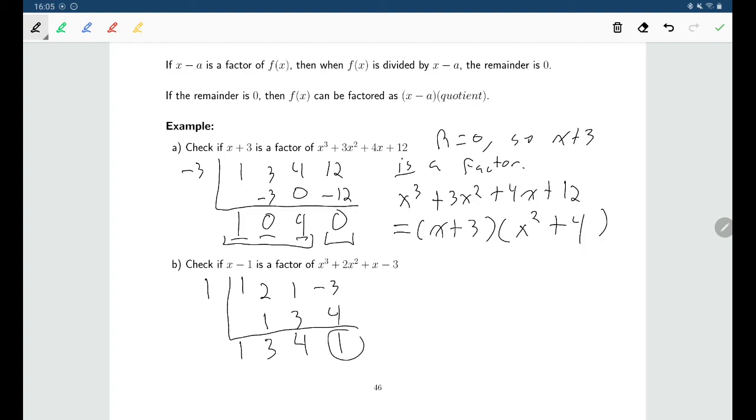And so here I can say that the remainder is not 0. So that means that x minus 1 is not a factor of that polynomial.